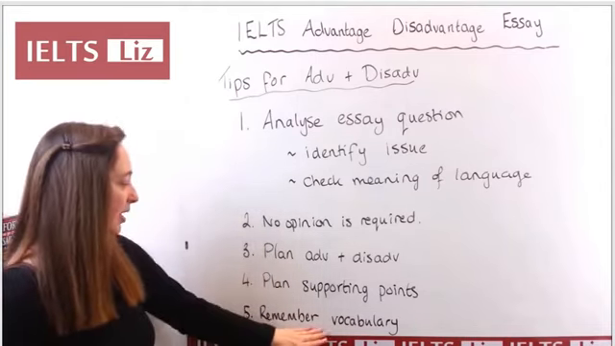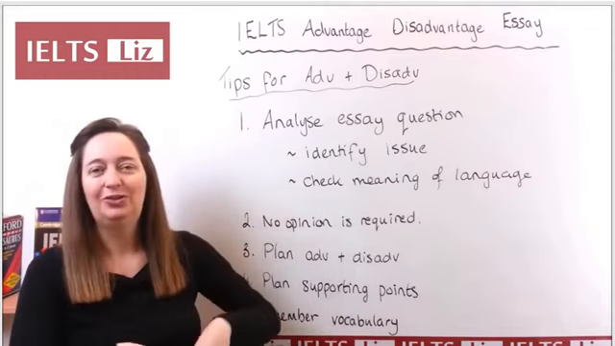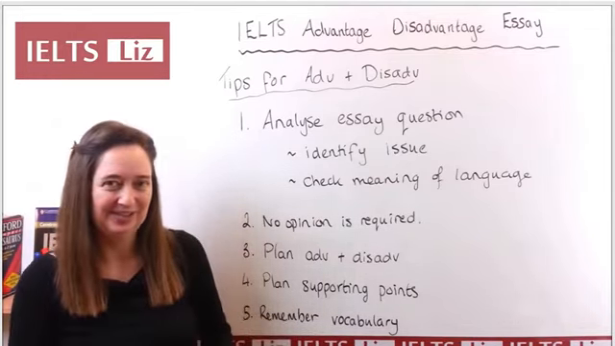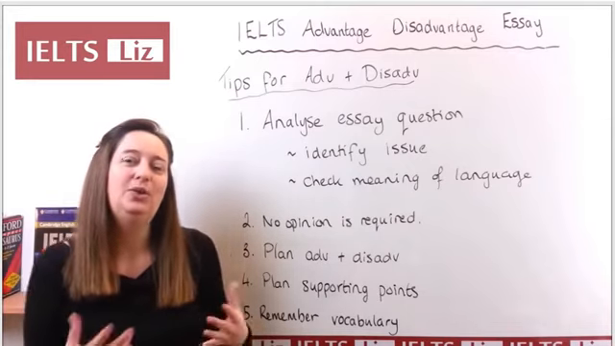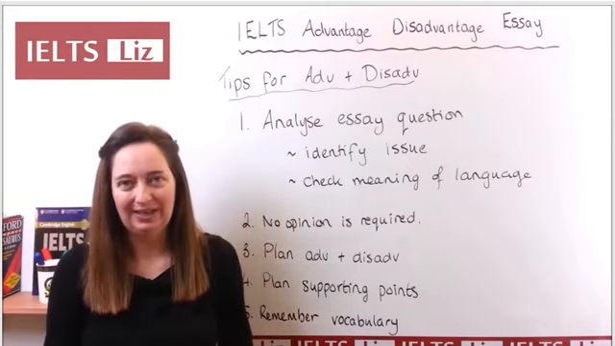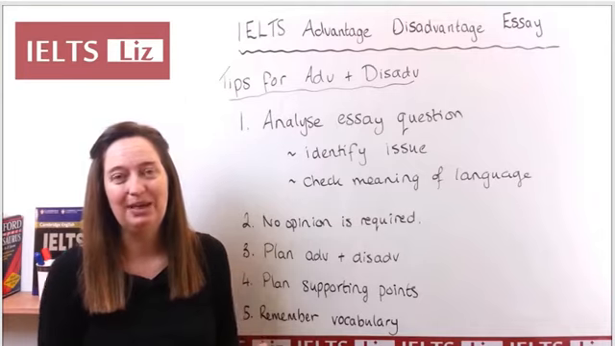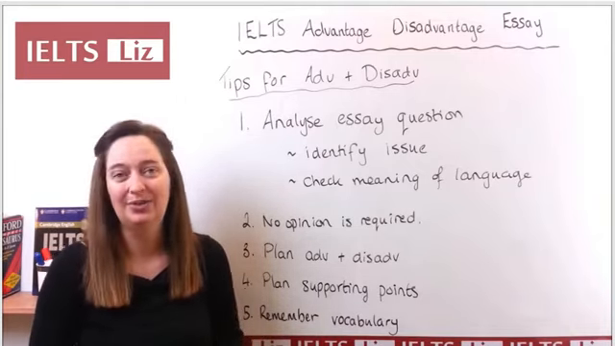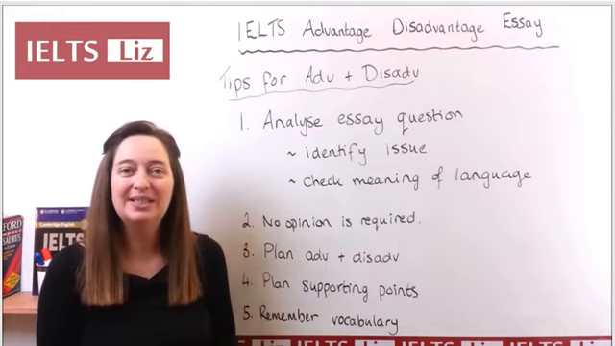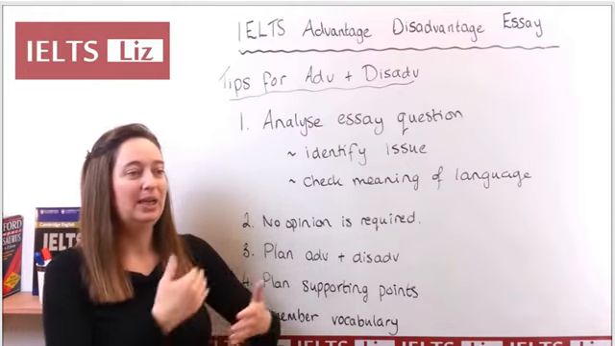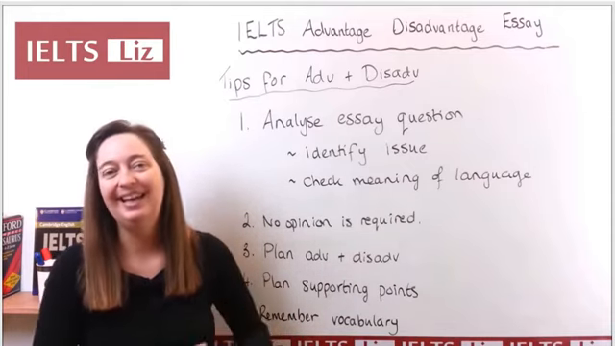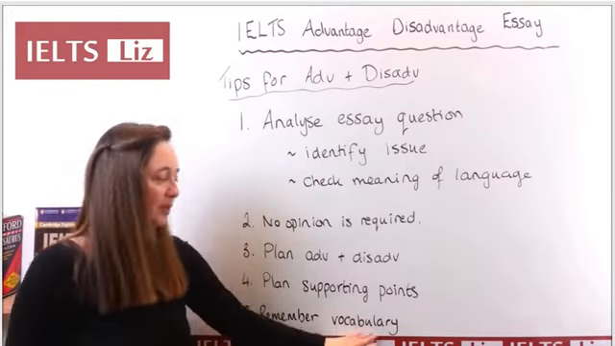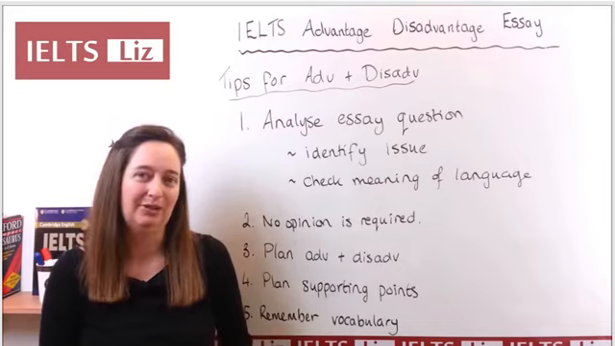Number 5, think about your vocabulary. Remember your synonyms for advantages and disadvantages. Now remember that when you use synonyms, when you paraphrase, it doesn't mean that you cannot repeat words. Of course you can. Even band score 9 will have some words repeated. And you will see that I have used maybe benefits twice. It's fine. But just make sure that you do demonstrate some flexibility with your vocabulary.